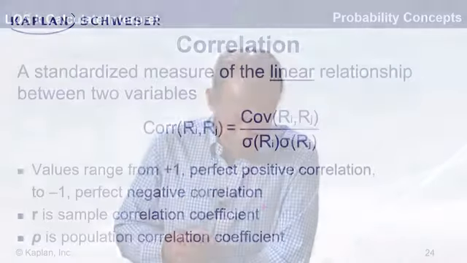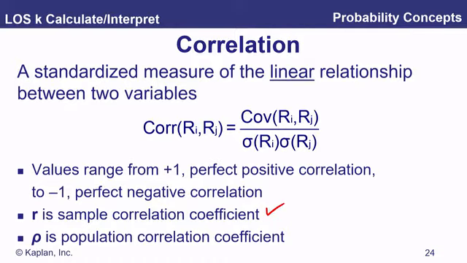Now our notation here: this R is our sample correlation coefficient, and this Greek letter rho is our population correlation coefficient, just like we used mu for the true mean, Greek letter mu. So our Greek letters are the true parameter values, and our estimated values, our sample values, are regular letters.